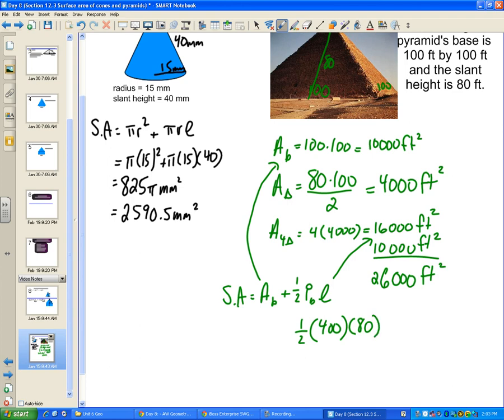and so if I multiply that out, and then cut it in half, I will end up with the 16,000 square feet that I got before. So it's just a matter of, you could either use this formula to get that, or you could logically think your way through it, whatever helps you the best to get through this problem.